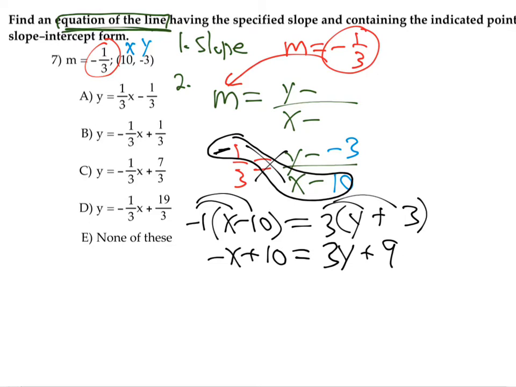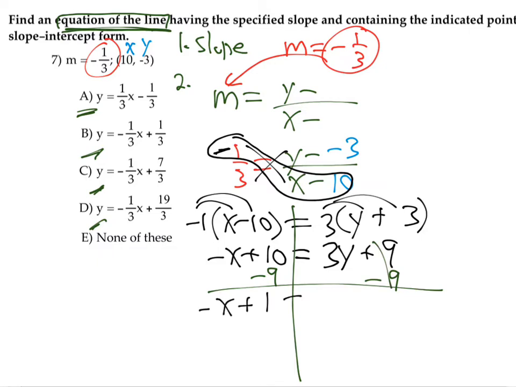Like that. And notice all the equations over here, they all have y alone, don't they? So we've got to move towards getting y alone there. So what do I do to get y alone? Subtract that 9. And we got minus x plus 1 is 3y. Last step. Divide by 3.